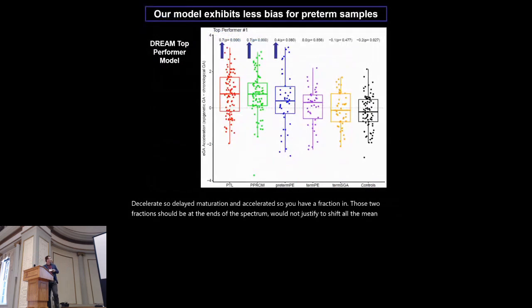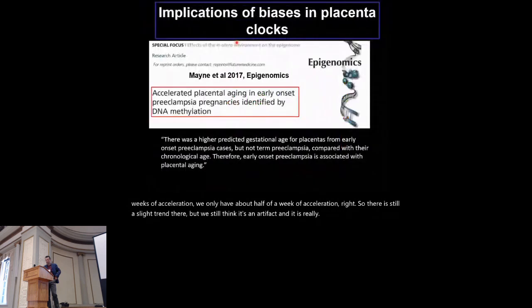predictions, right? So if we use the top DREAM model for this case, instead of having about 2 weeks of acceleration, we only have about half of a week of acceleration, right? So there is still a slight trend there, but we still think it's an artifact, and it is really not what people were thinking. So what are the implications of these new models?